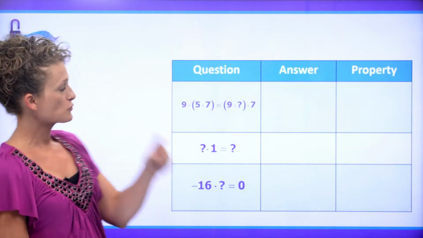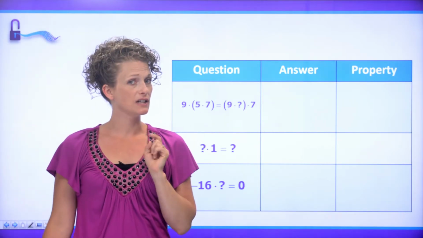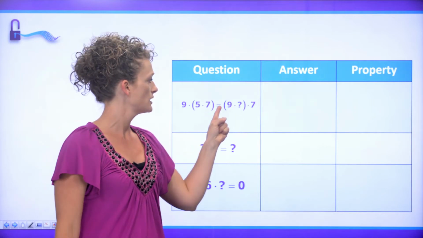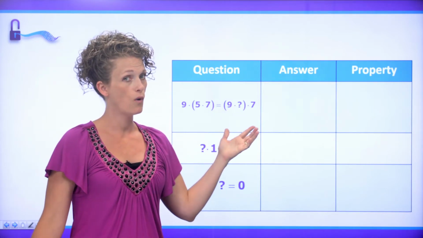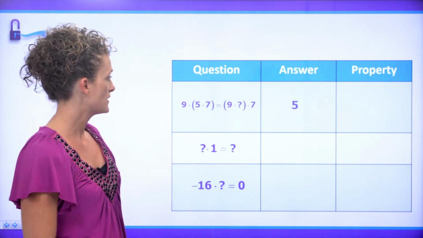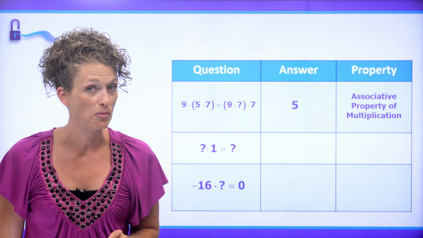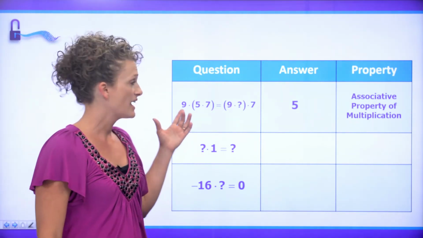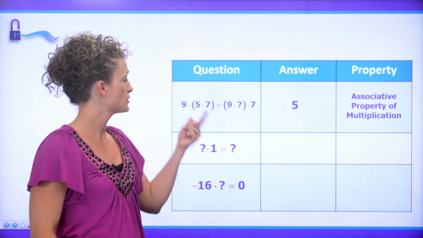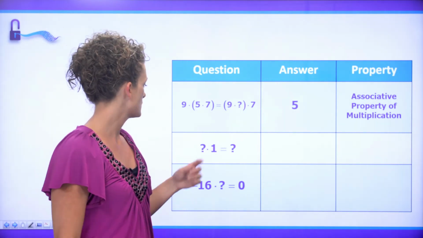All right, so we have 3 more to do. 9 times 5 times 7 is the same as if we took 9 times what times 7? Well, the only thing missing is the 5, and that is what we need to have. And that is the associative property of multiplication. Again, there's only addition and multiplication, so look for the sign, and then you can narrow it down to one of the ones that you've learned.